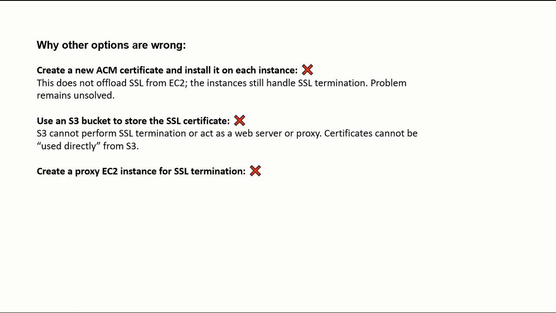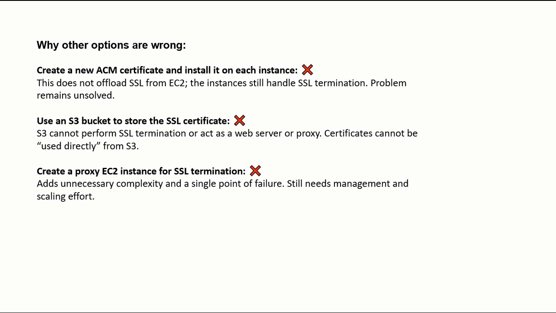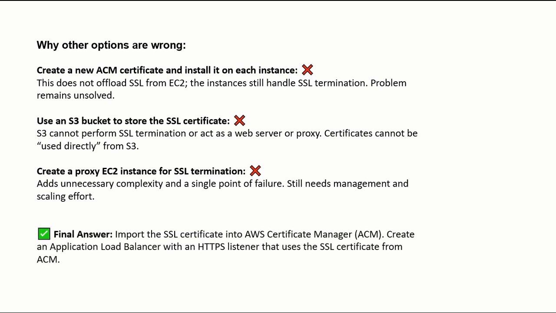So creating a proxy EC2 instance for SSL termination is an unnecessary complexity we are adding, and it is also a single point of failure. We still need management and scaling effort. So the final answer: import the SSL certificate into ACM and create an ELB with an HTTPS listener that uses the SSL certificate from ACM. So this is the correct answer.